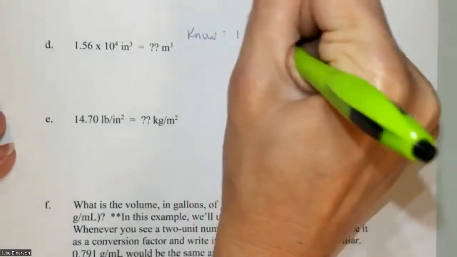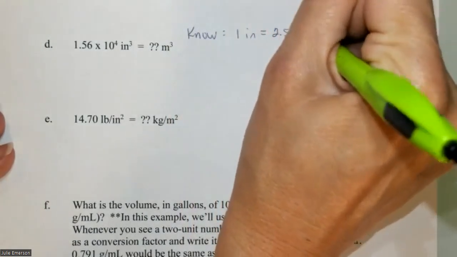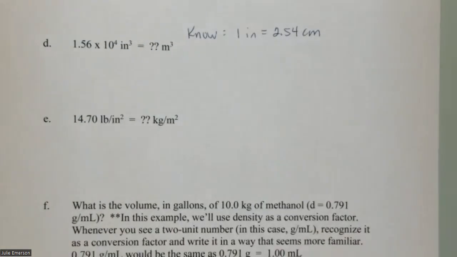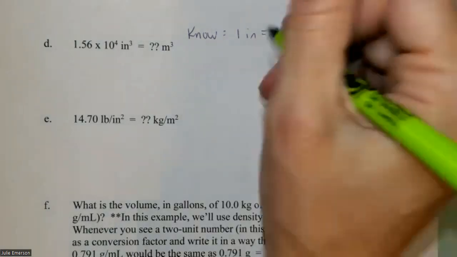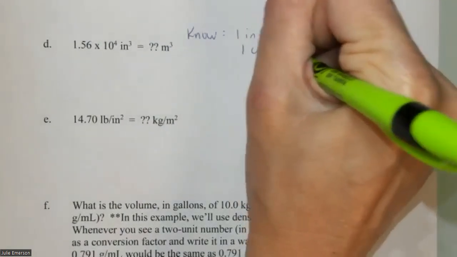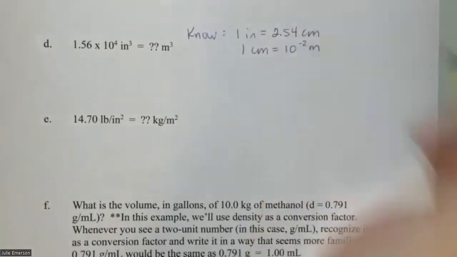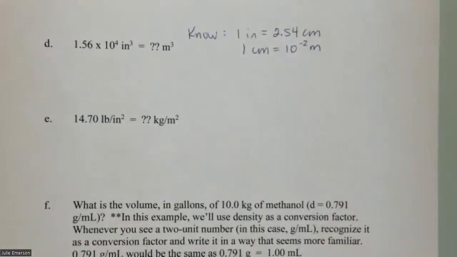is 1 inch is equal to 2.54 centimeters, right? So we know that. Then centi is just a prefix, so we also know that a centimeter is 10 to the negative 2 meters. Now, those conversion factors are just for one dimension. That's just for the length. It doesn't do all length, width, and height. I'd have to do it all 3 times, right?